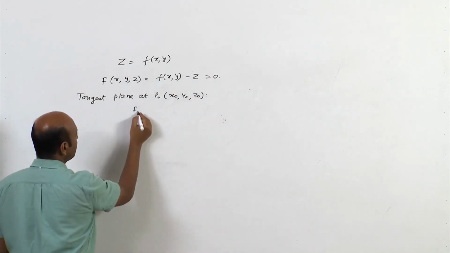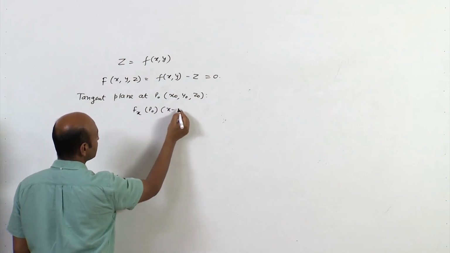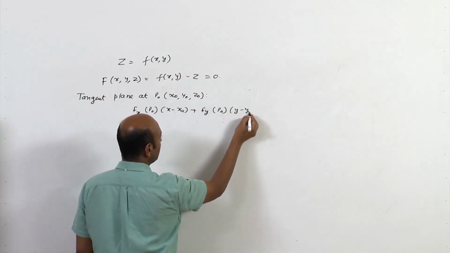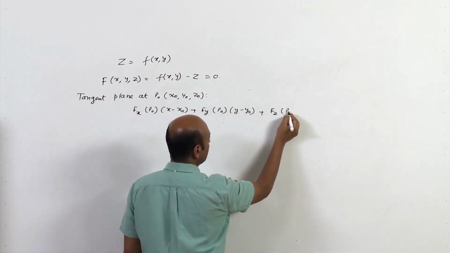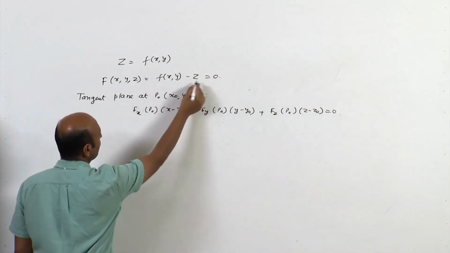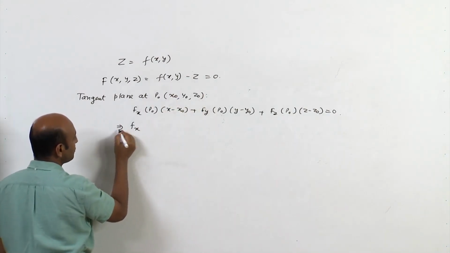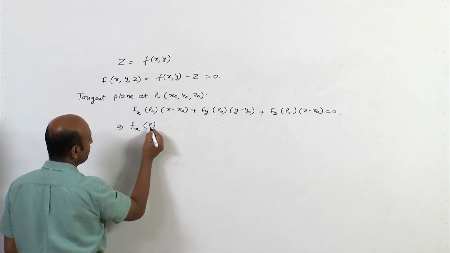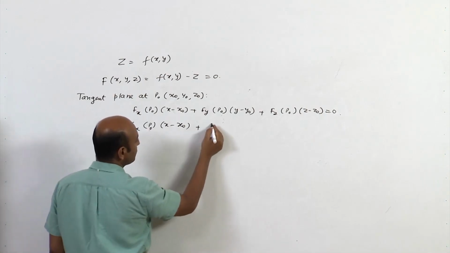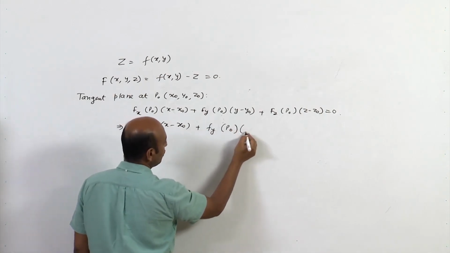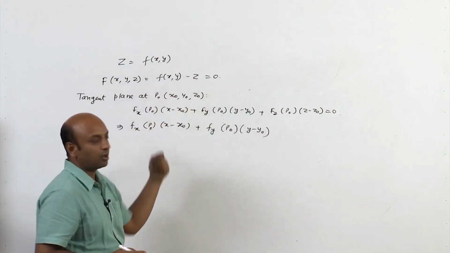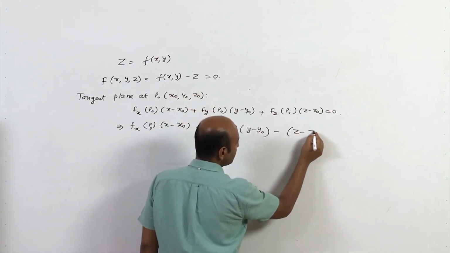So, this will be fx at P naught, x minus x naught, this will be fy at P naught, y minus y naught plus fz at P naught into z minus z naught equal to 0. So, what is fx at P naught from this equation? It will be small fx at P naught, x minus x naught, plus small fy at P naught into y minus y naught, and what will be fz at P naught? It is minus 1 always. So, it is minus z minus z naught equal to 0.